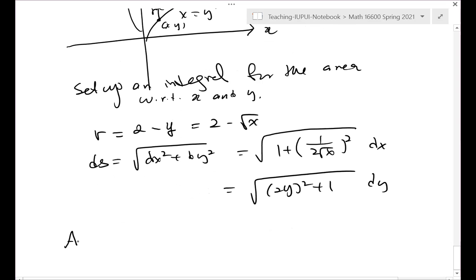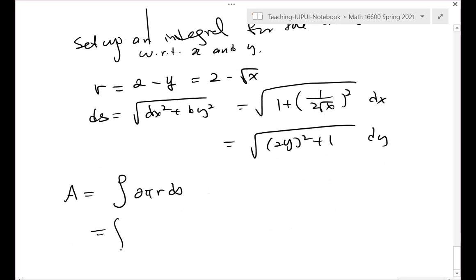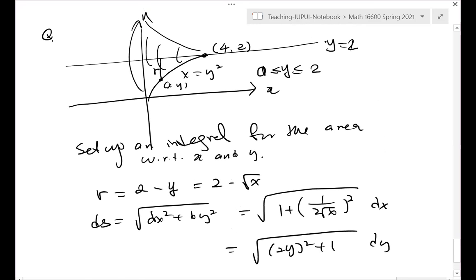Okay, so you are setting the area to be the integral of 2 pi r ds. Now if you use the x variable, it's 2 pi, 2 minus square root of x, and the square root, and I think this is the answer, right? Yeah, ds. X is from 0 to 4.